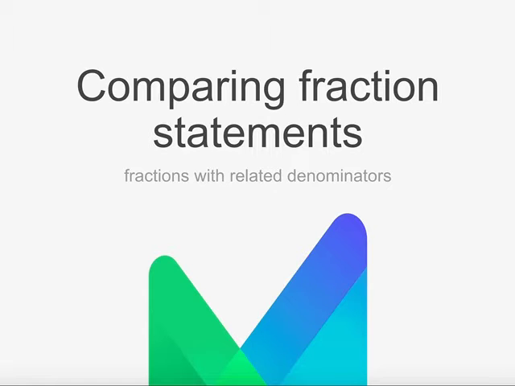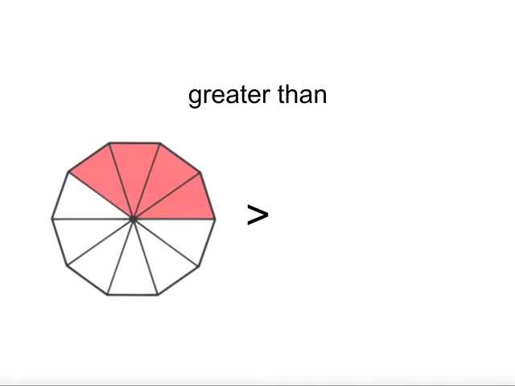Comparing fraction statements, looking at fractions with related denominators. We have learned about equality symbols. This one is greater than. We can think about 4/10 is greater than 2/10. The arrow always points to the smaller value in the statement.